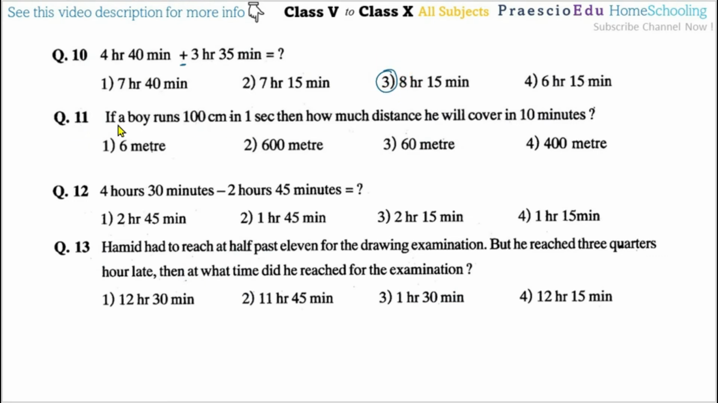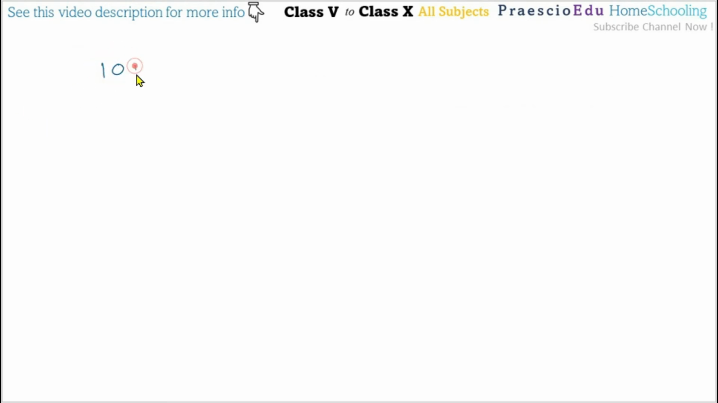Now question number 11: if a boy runs 100 centimeters in 1 second, then how much distance will he cover in 10 minutes? In 1 second 100 centimeters, so for 10 minutes we will make the units equal. Here seconds are given, so here also we will use seconds. So 10 minutes we are going to convert into seconds. As we know 1 minute is equal to 60 seconds, so for 10 minutes we have to multiply 10 by 60 seconds.